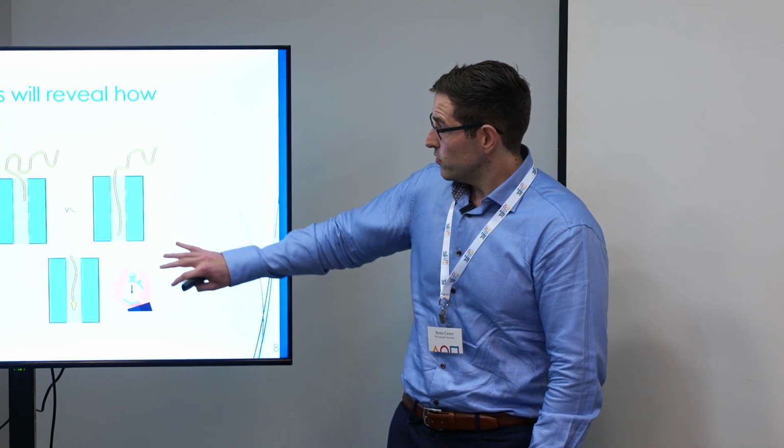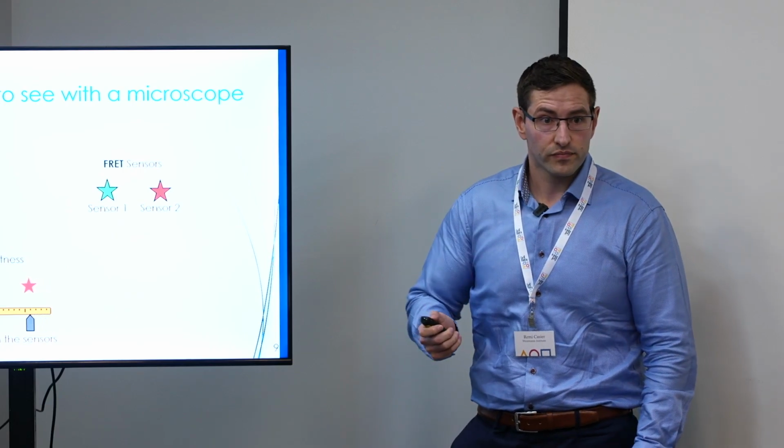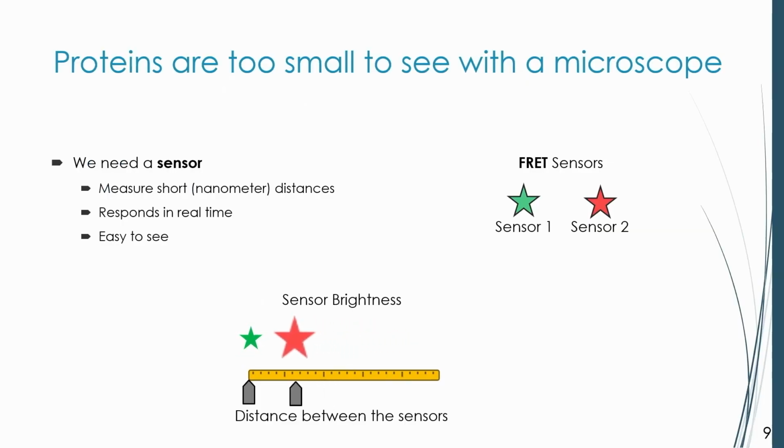In order to do studies like this, we need to use some sort of sensor. Ideally, we want this sensor to have a couple of different properties. We need it to be able to measure short distances, on the nanometer scale, so very tiny. We need these sensors to respond in real time so that we can see changes in distance as they occur. And of course, we need them to be easy to see.